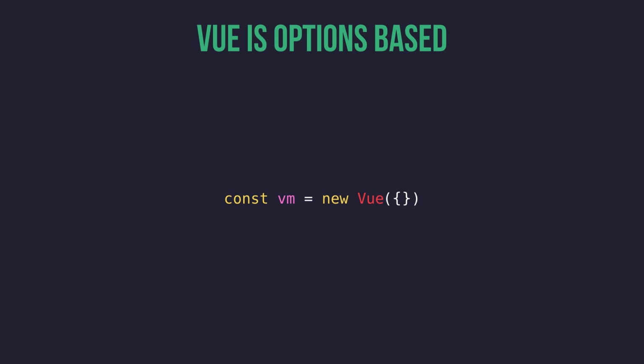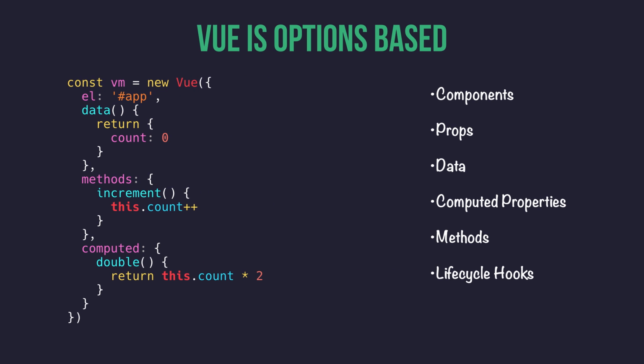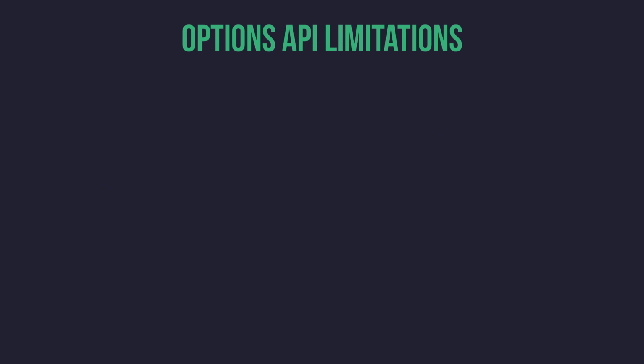So Vue is options-based. And what does this mean? This means that when you create a new instance of Vue, the argument passed into it is an object of options. I didn't know this actually had a name, but this is called the options API. So here we're looking at a new Vue instance, and it contains data, methods, computed property. You'll see a similar options API inside of your single file components. And it's not just limited to that. You could have things like components, props, data, computed properties, methods, lifecycle hooks, and more.